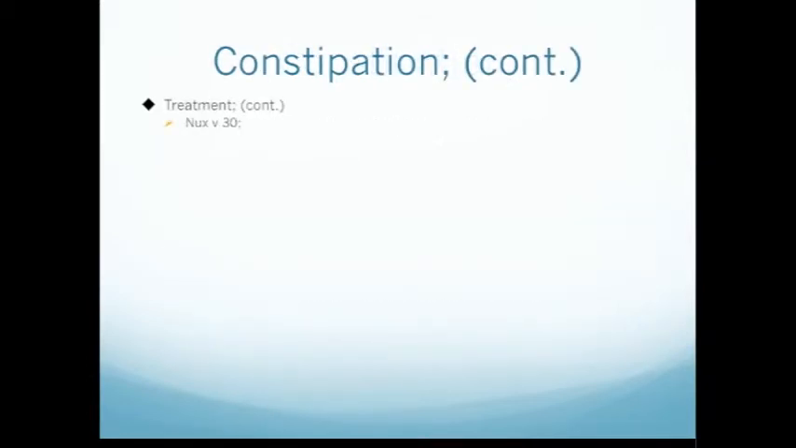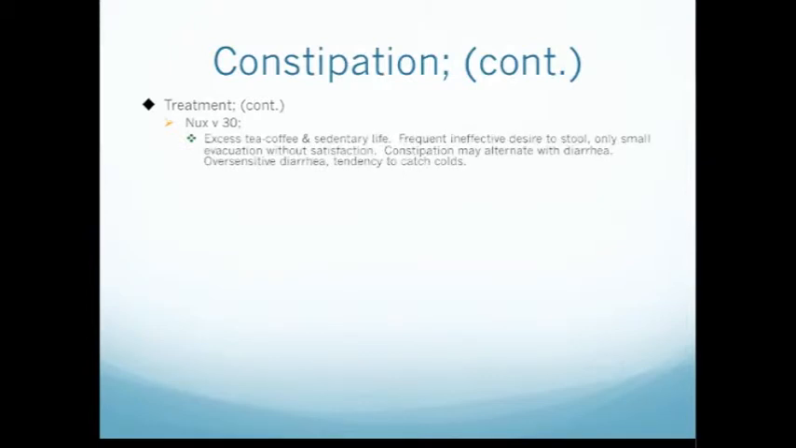Nux vomica 30. This is good for constipation resulting from excessive tea, coffee intake, and a sedentary life. There will be frequent ineffective desire to stool, only small evacuations without satisfaction. Constipation may alternate with diarrhea. There is an oversensitive diarrhea and a tendency to catch colds.